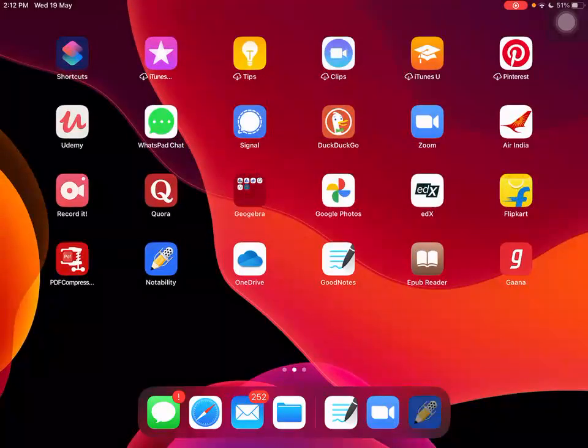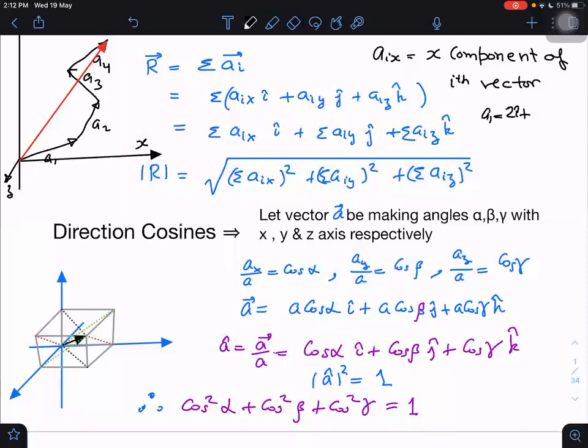Let us say A1 is 2i cap plus 3j cap, and A2 is maybe 4k cap, and A3 is maybe k cap plus i cap. If these are the vectors, if he has given them in this way, then we will simply add them.